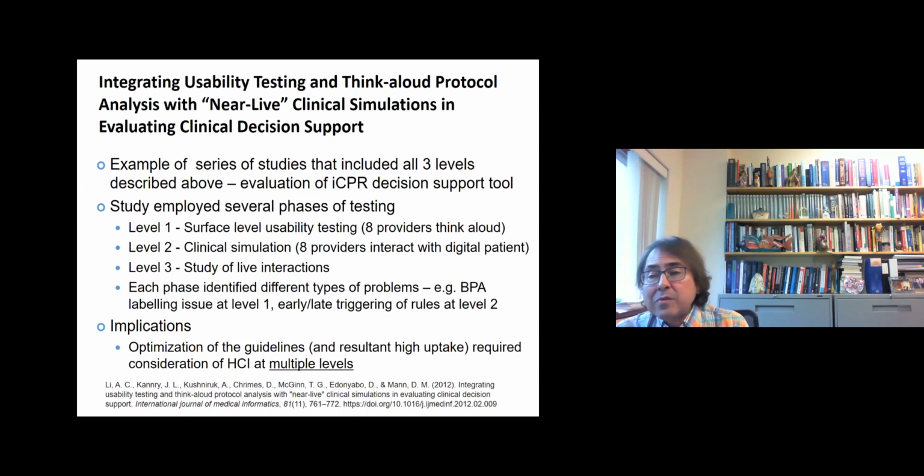When we were first adding them, they were called best practice advisories. We did three layers of testing. Doctors sat down in their office and thought aloud while using a script. We did the clinical simulations at level 2, where we had them interact with a digital patient to see how they use the information. Then we also studied a limited number of live interactions before implementing it across the hospital system. And at every step, we optimized the application.